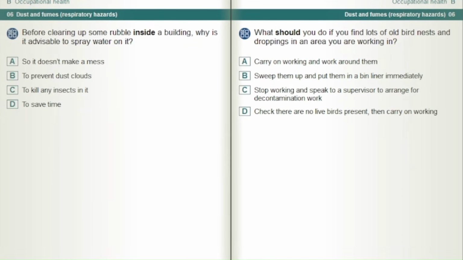Before clearing up some rubble inside a building, why is it advisable to spray water on it? So it doesn't make a mess. To prevent dust clouds. To kill any insects in it. To save time.